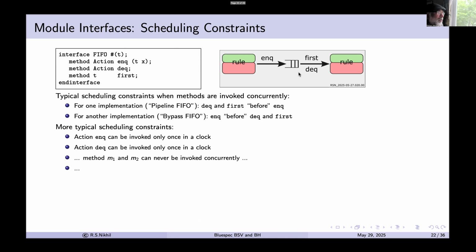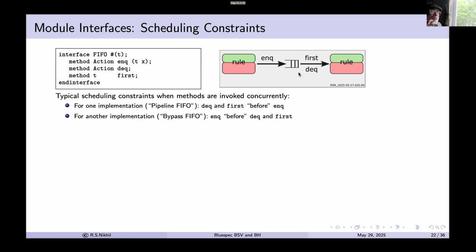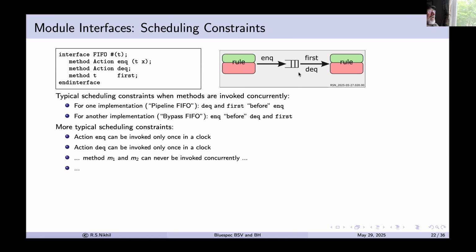So what we are saying here is that the interface types are not enough to say what the semantics of the FIFO are. The interface is the same. The interface as shown on the picture here is exactly the same for both of them. It's the scheduling annotations on the schedule, which you can think of as a different kind of type, that is basically telling you which kind of FIFO is being used. And I'm only giving you two examples. I can come up with more examples of different kinds of FIFOs. Other kinds of scheduling constraints: an enq can be invoked only once in a clock, or a deq can be invoked only once in a clock.